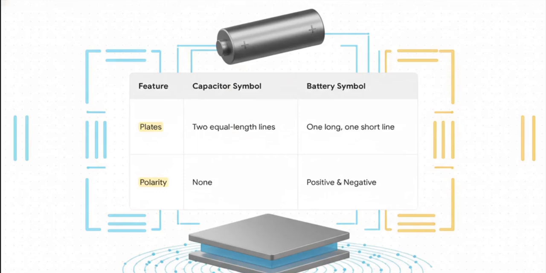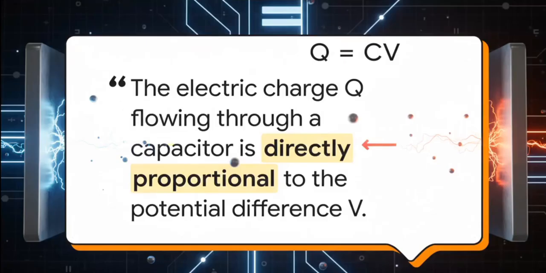Okay, now this is a classic mix-up. It's super easy to confuse the symbol for a capacitor with a battery. But if you look closely, the difference is simple. The capacitor has two parallel lines that are the exact same length. A battery, it's got one long line and one short one to show you which side is positive and which is negative. And this simple fact right here, it's the absolute foundation for everything else we're going to talk about.